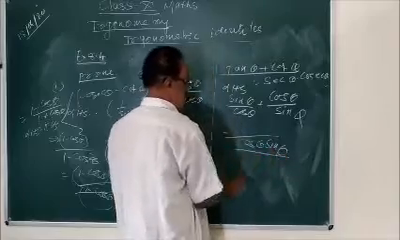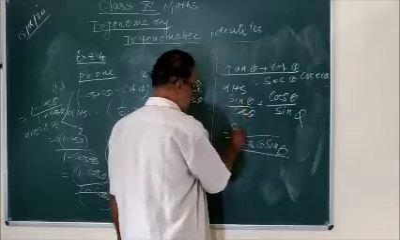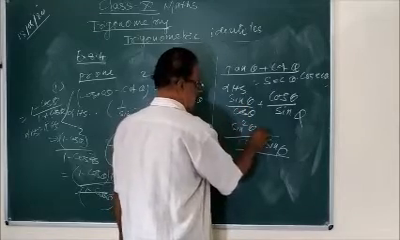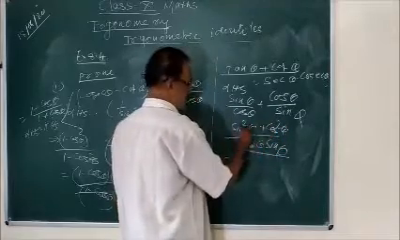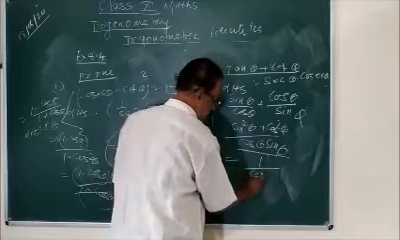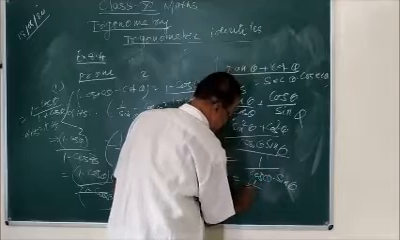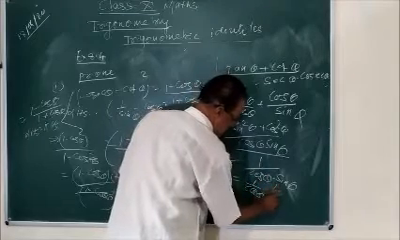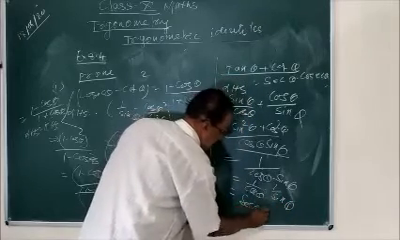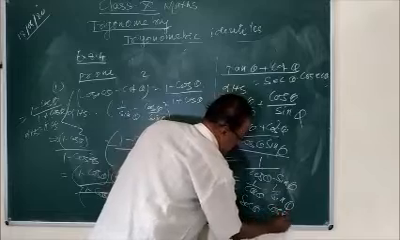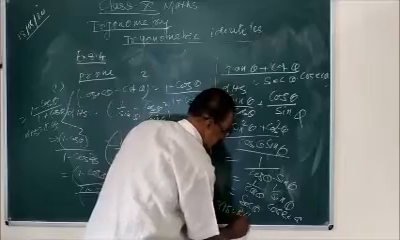And here the LCM is divided by this denominator: sine into sine, sine square, and this will be ditto cos square. Sine square plus cos square, identity number 1, this is 1. So 1 by cos theta into 1 by sine theta. Now 1 by cos is equal to sec theta and 1 by sine is equal to cosec theta. Now you see, very simple. So LHS is equal to RHS.